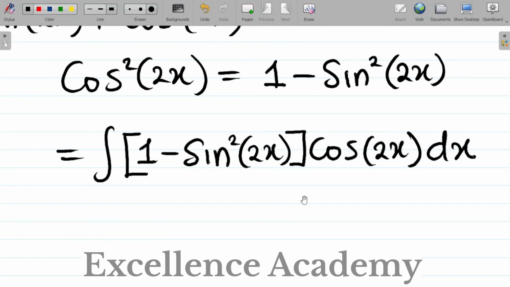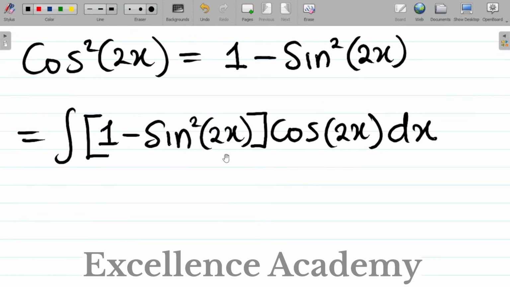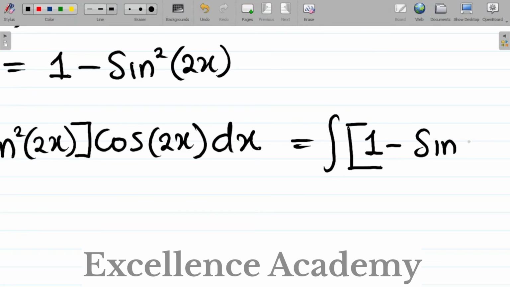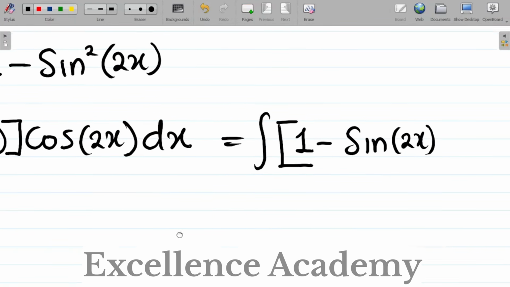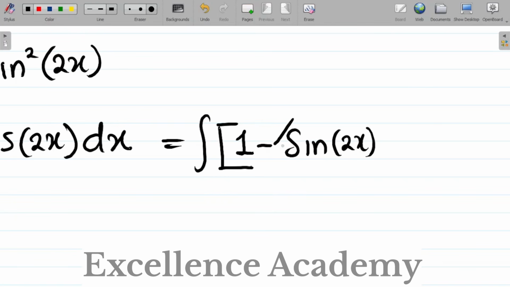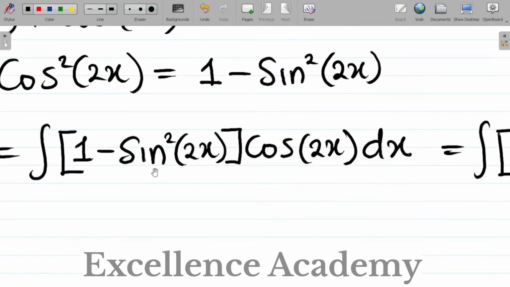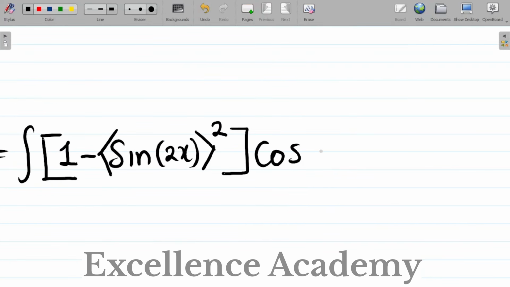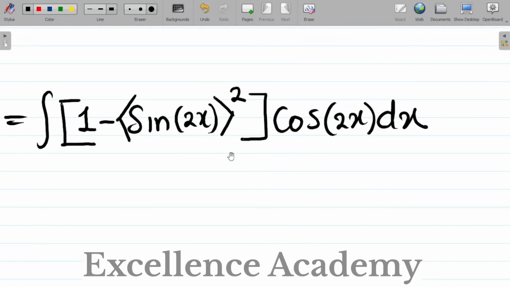Also, don't forget that sine squared 2x is the same thing as sine 2x all squared. So I am saying that this is the same thing as the integral of 1 minus sine 2x, let me use a bracket here, 1 minus sine 2x all squared, multiplied by cos 2x, and then dx. So I have that as this one here. All right, so we now have this.